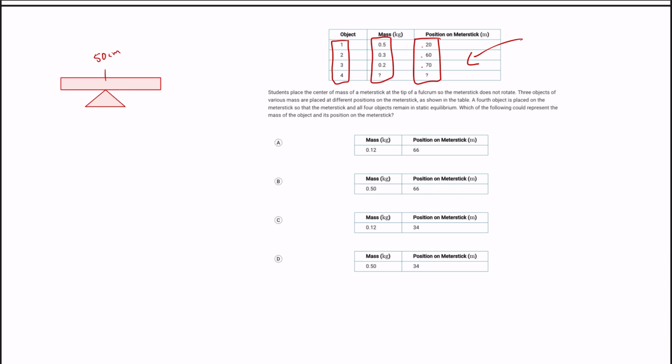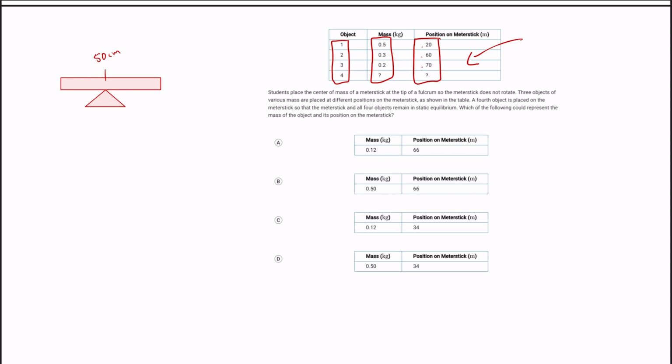And that really matters because objects hanging from the meter stick on the right side are going to generate a torque that is clockwise, and objects on the left side of the meter stick are going to generate a torque that's counterclockwise, because they'd make the ruler rotate in a counterclockwise direction. So that's important to visualize properly there.